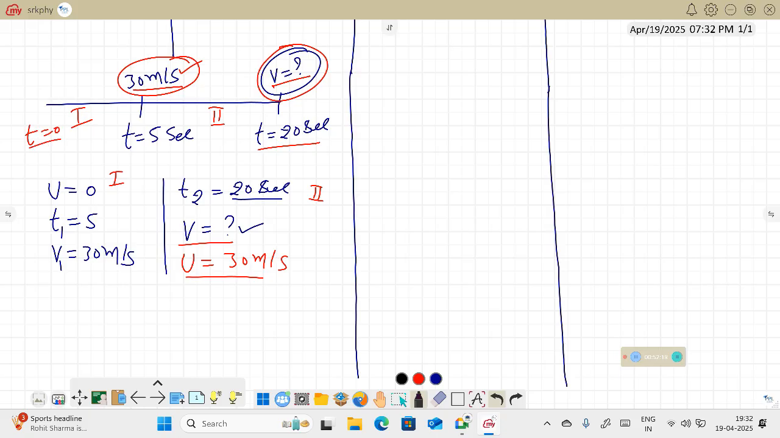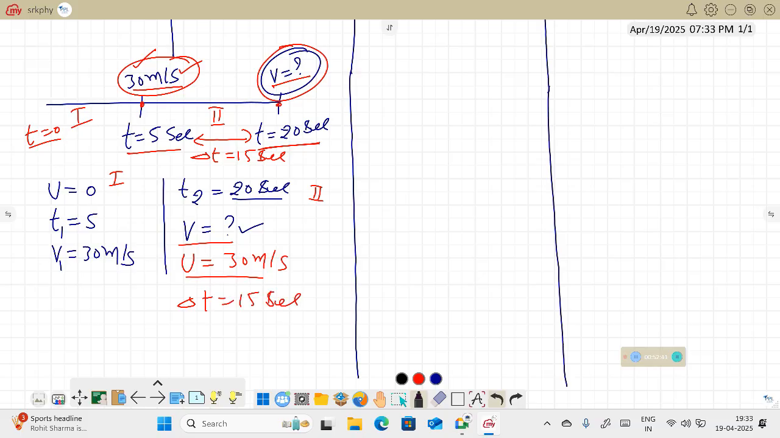Okay, zero. So yes, if you take from 30 to here, from this point to this point, what is the time here? Time is 5 seconds, the time is 20 seconds. Now what is the change in time in between? 15 seconds. This is the time you have to take while calculating. So delta t is equal to 15 seconds.